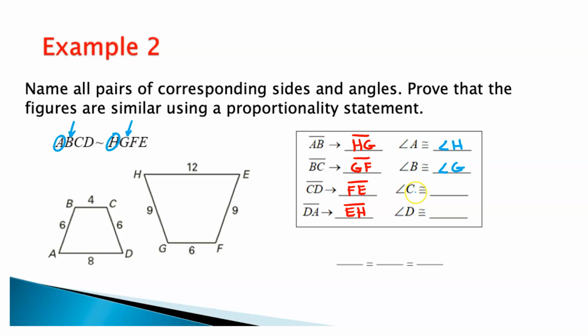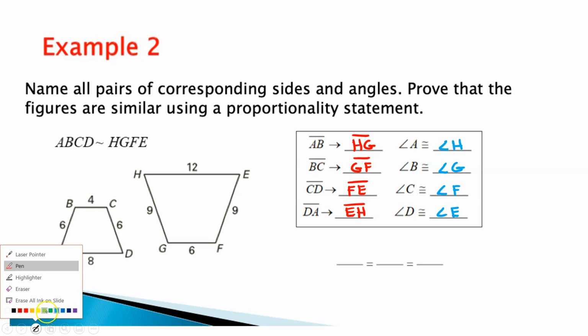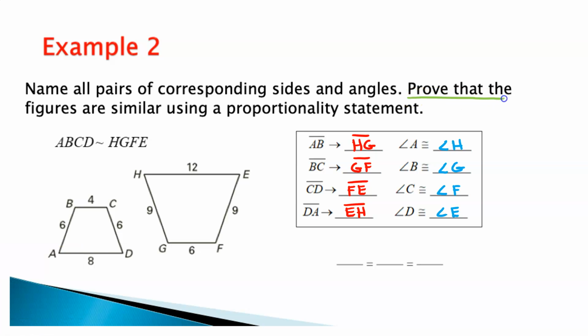What about angle C? If I take a look at my similarity statement, C is the third letter, F is the third letter. So angle C is congruent to angle F. And then, of course, the last one, angle D is going to be congruent to angle E. So we just went through and we matched up all the corresponding sides and angles. All right, now let's go through and finish this. Prove that the figures are similar using a proportionality statement. So let's go through and match up all these sides.